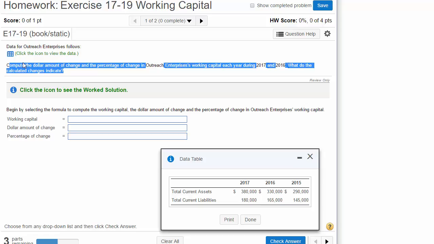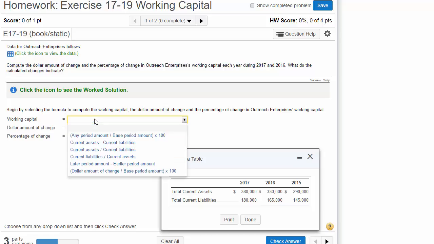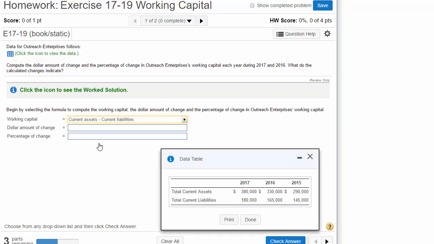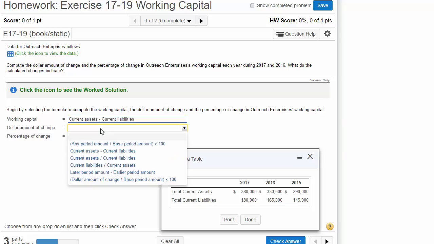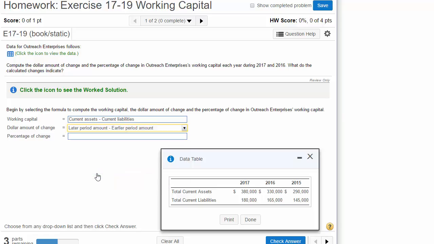And then we need to answer, what do the calculated changes indicate? Okay, so first of all, we have to know, what is the formula for working capital? Working capital is current assets minus current liabilities. And then how do we calculate the dollar amount of change of anything? You're going to take the later period amount minus the earlier period amount.